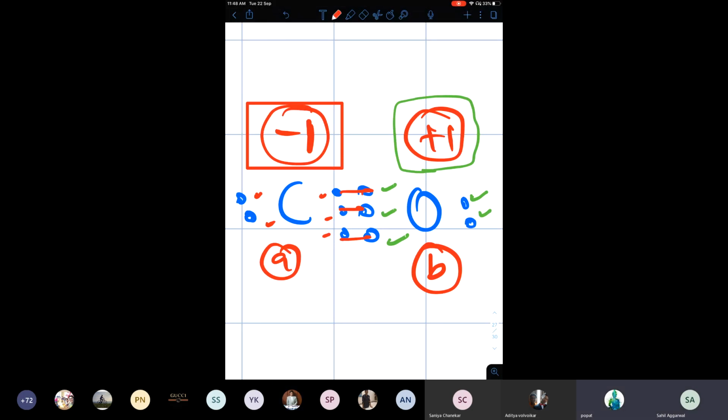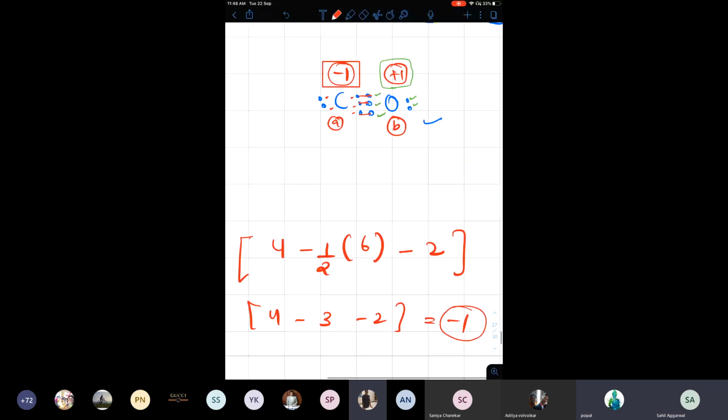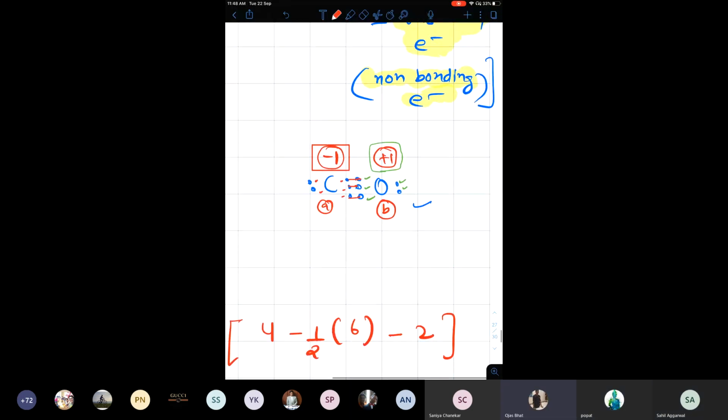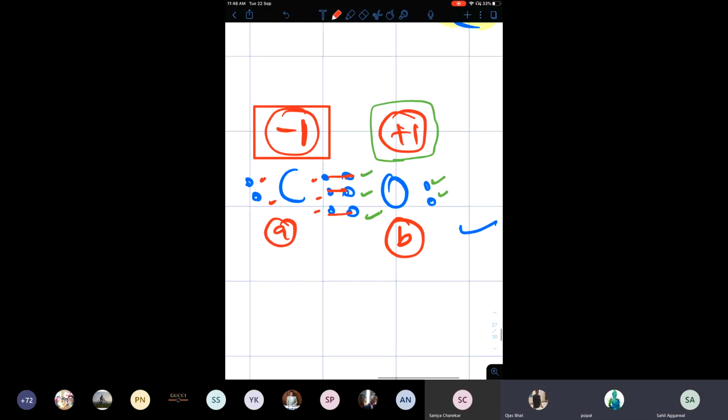Okay, sir. So, sir, this one which we drew now is the correct structure for CO, and the earlier one was not actually correct? Which one? The earlier one, where you had completed the octet.